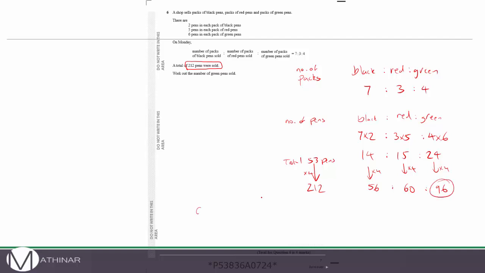So that's 96. Okay, so just look out for what the question's asking you, because this question could have so easily just asked you, work out the number of packs of green pens sold, in which case the answer would have been 96 divided by 6. Okay, but the answer to this is just 96 green pens.